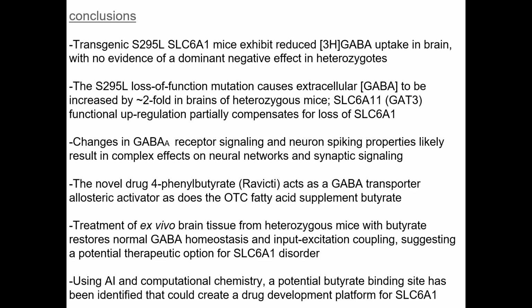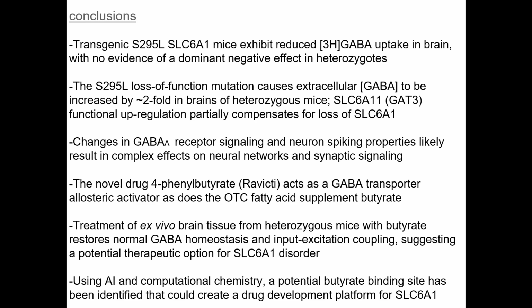And I showed you that the preliminary data suggests it's worth looking at this in more depth, because if we treat brain tissue from heterozygous mice with butyrate, it restores normal GABA homeostasis. It can be returned to normal levels. So it's a potential therapeutic option for the SLC6A1 disorder.